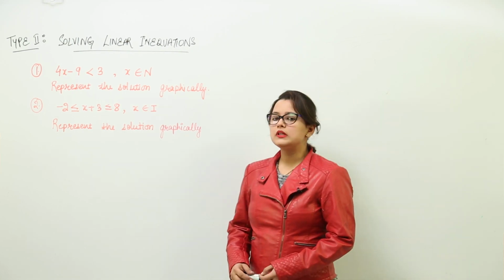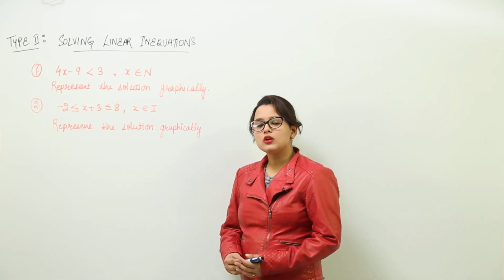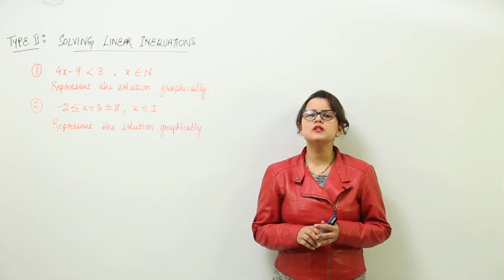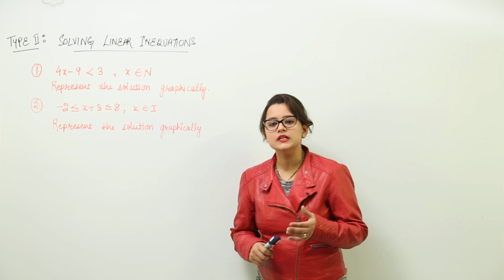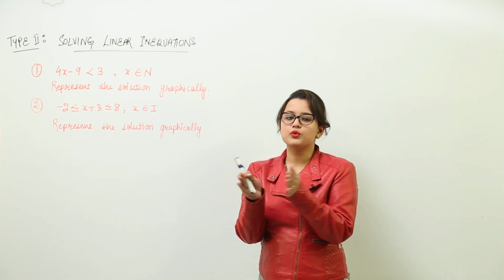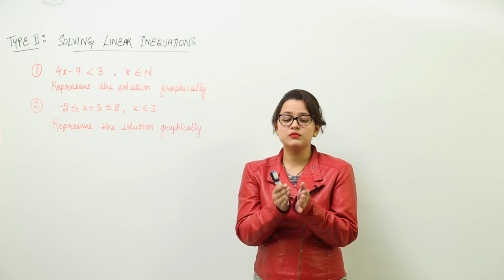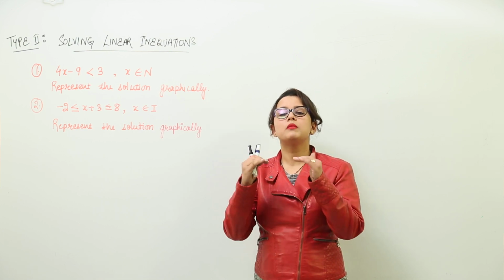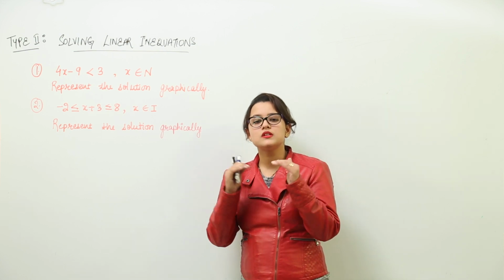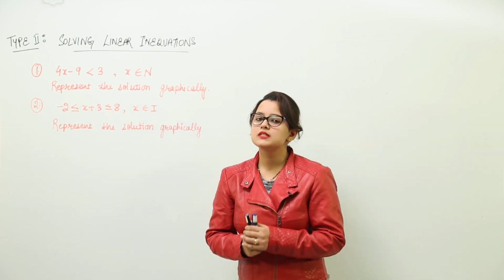How to solve linear inequations. Solving linear inequations has almost the same set of rules as we have done for linear equations. That is, you can add the same number to both sides, you can subtract the same number from both sides, you can multiply the same number to both sides, and the last one, you can divide both sides by the same number.